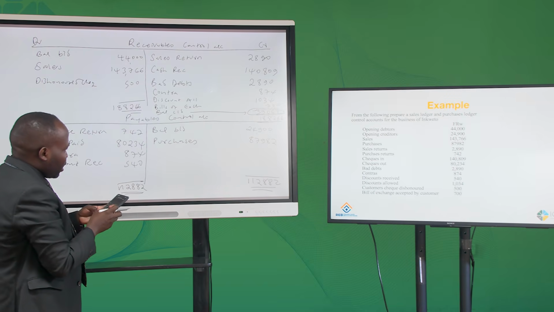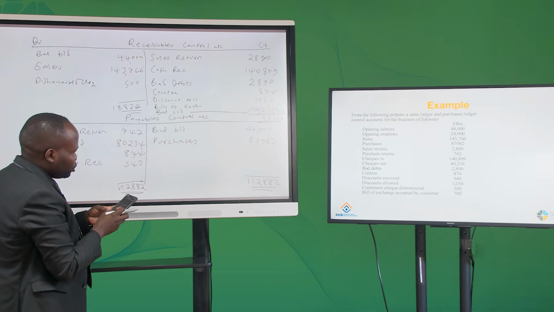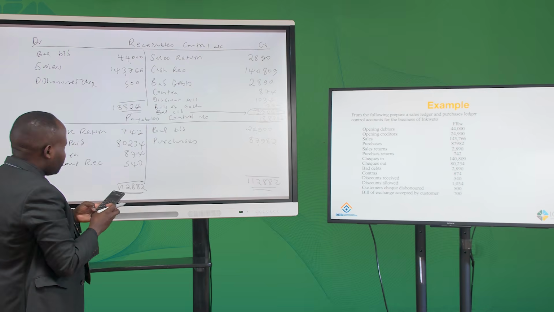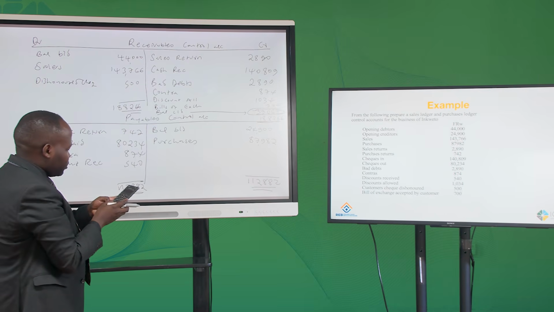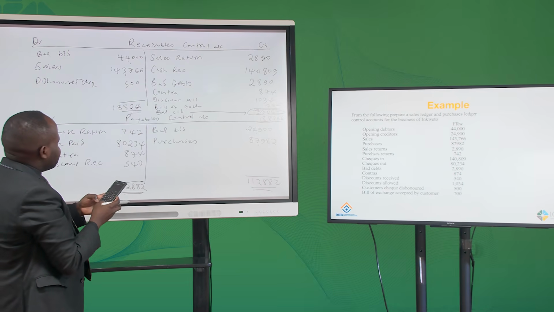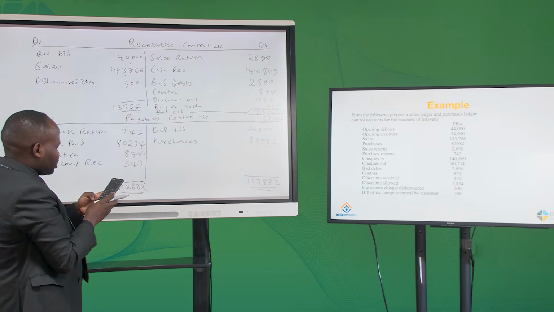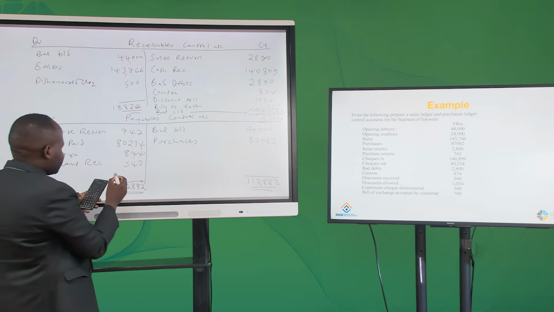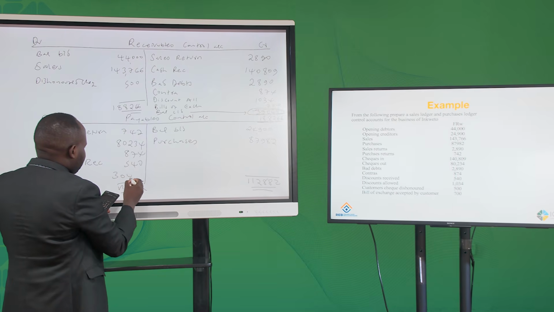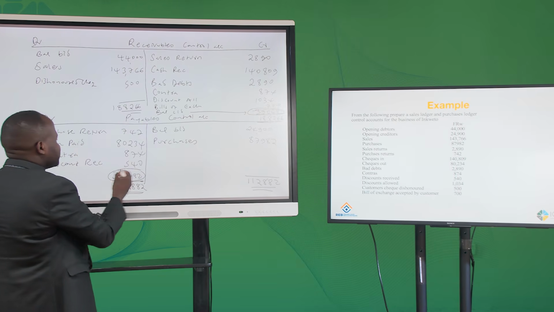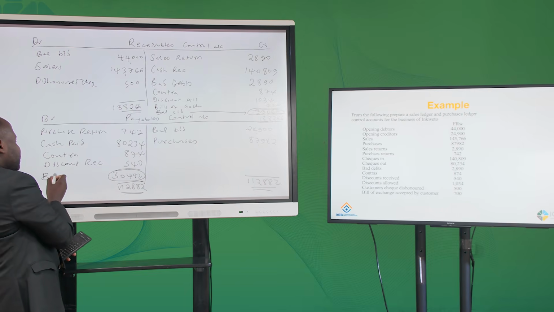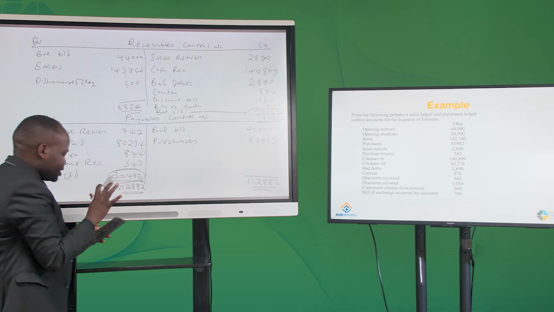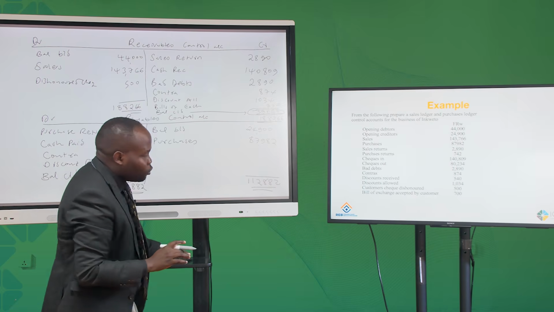The difference is 112,882. We minus the first 742, minus 8234, minus 874, minus 540. It gives us 3492. So this is our closing balance. We'll call it a balance carried down. That is basically how we account for control accounts.